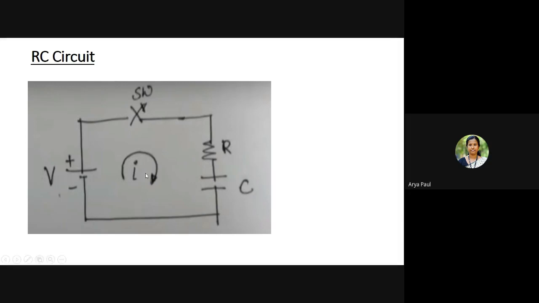So that is the voltage and current transient through an RC circuit. I hope this is clear.